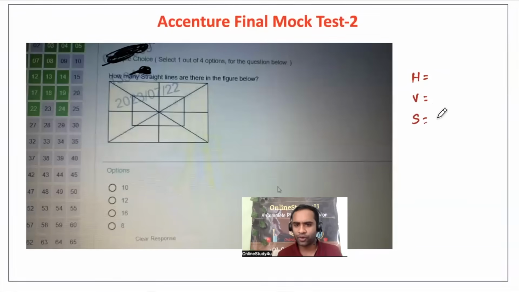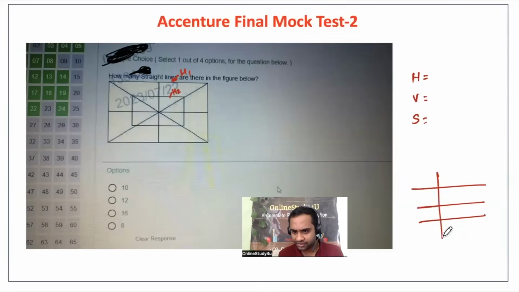So what is a horizontal line? Friends, a horizontal line means you can see this particular line, right? This is nothing but a straight line. Then this is also a horizontal line, this is horizontal, and this is vertical. And slant means this is my slant. So one, two horizontal lines, then this is three horizontal lines, then this is four, and then this is five. So in total I have five horizontal lines.